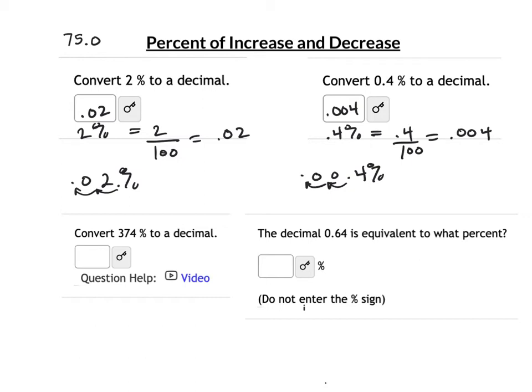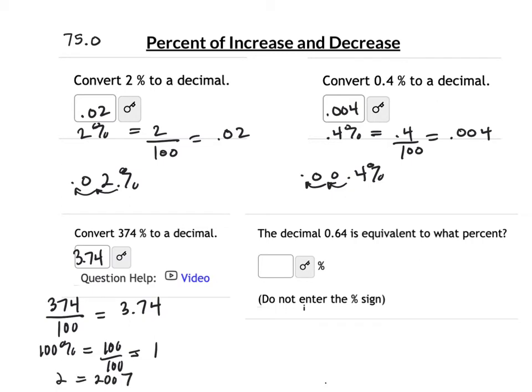374% is 374 divided by 100, which is 3.74. So while we're at it, remember that 100% is 100 over 100, which is 1. So 1 is 100%, and then 2 is in fact 200%, and 3 is 300%, and so on.